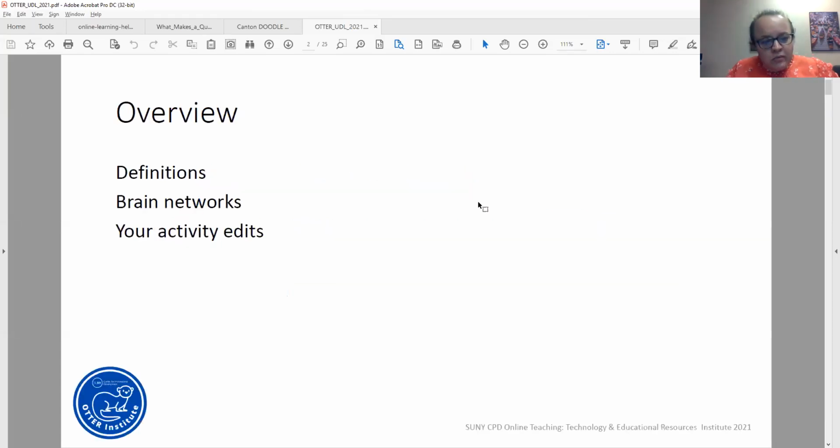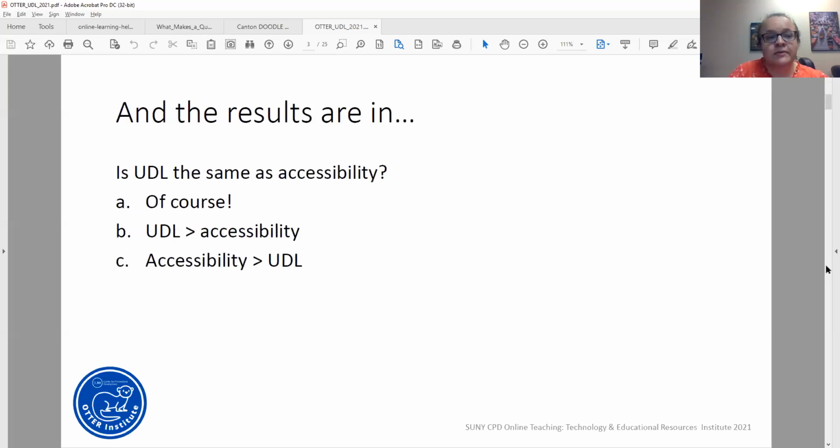All right, so we will start with very quick definitions at the beginning, just to make sure that we're all on the same page when it comes to universal design for learning. I will call it UDL throughout this presentation. So universal design for learning is what I mean by UDL. And we will also hopefully have a chance to hear from you and how you are planning on maybe editing some of your activities just to be more universally designed, I guess I should say.